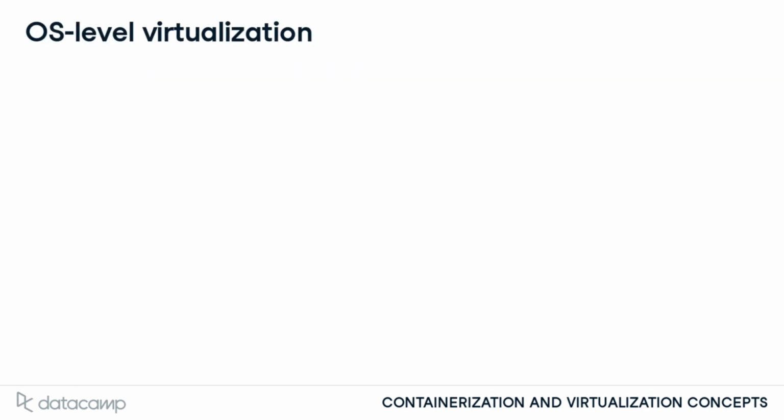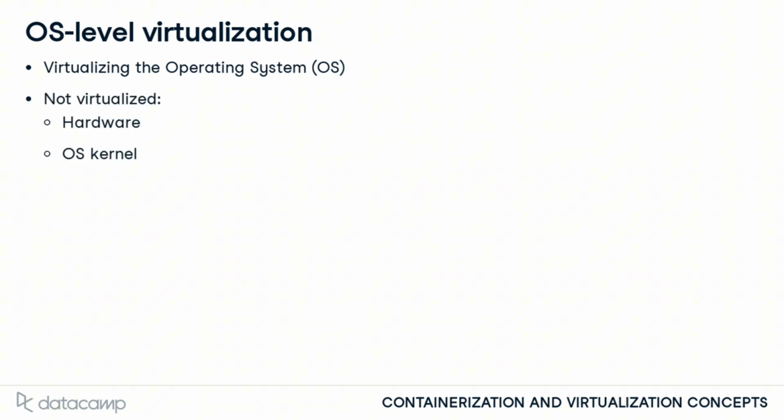OS-level virtualization involves virtualizing the operating system itself, rather than the entire computer. This means that we don't virtualize the underlying hardware or the OS kernel, which is the core component that facilitates communication between software and hardware. Instead, we create virtualized, isolated user spaces that interact with the host's non-virtualized OS kernel.